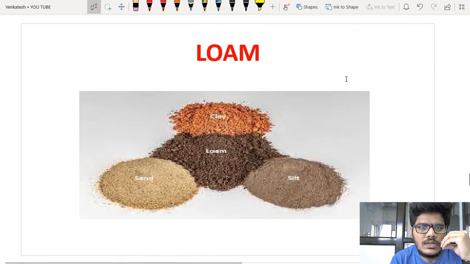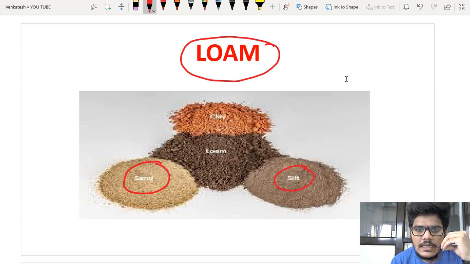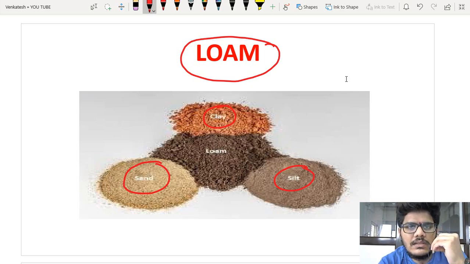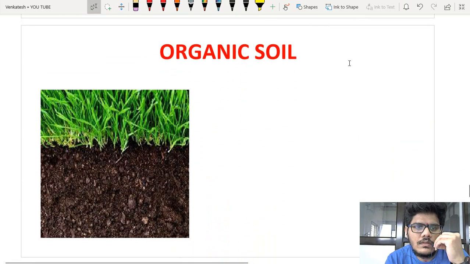And coming to the next soil, loam. Loam is nothing but a mixture of sand, silt and clay. Normally this type of soil is used as a garden soil. So this is what about loam.